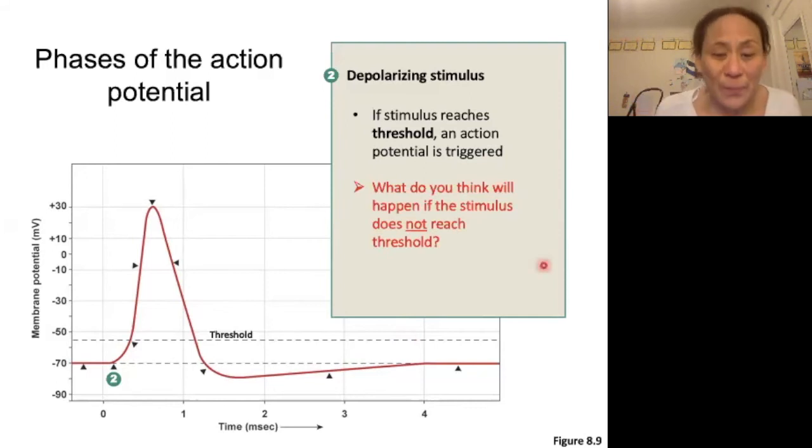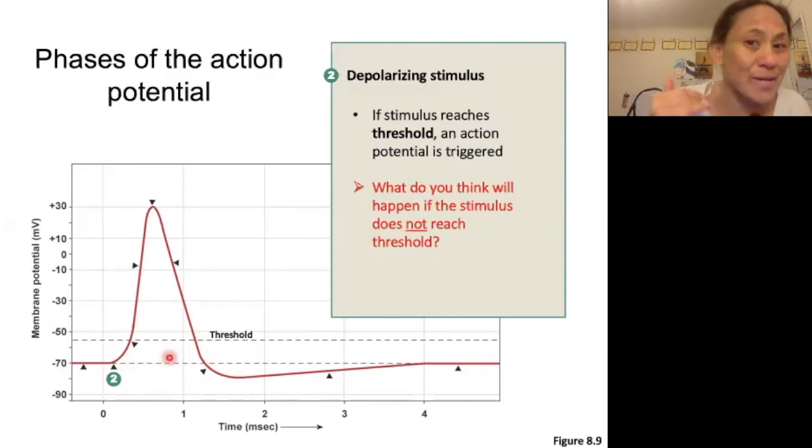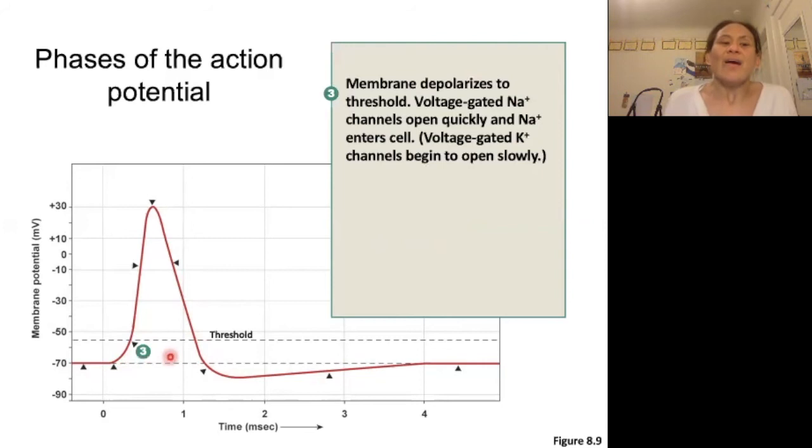Okay, so if the stimulus does not reach threshold, then you won't get an action potential, right? So again, remember that it's all or none. So this is like that threshold for the action potential, right? If you hit this threshold, then it's all. That's the whole shebang, the whole action potential. If you don't get there, nothing. You don't get like a miniature action potential or anything like that. Okay. All right, so moving on.